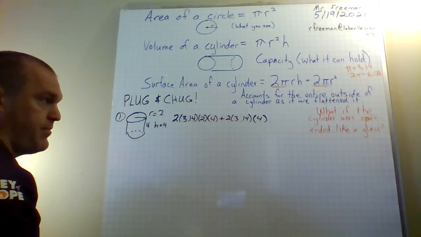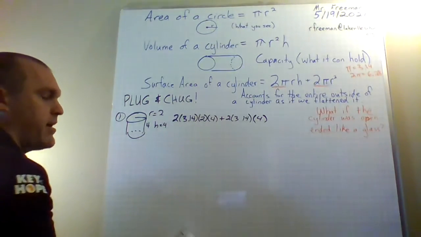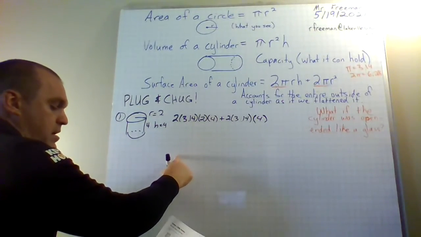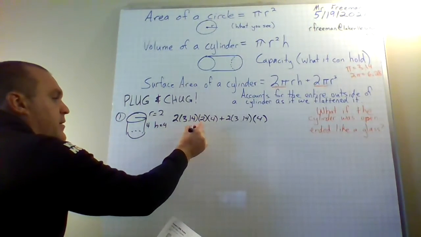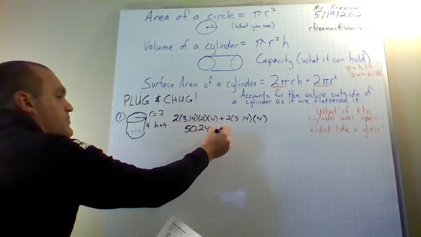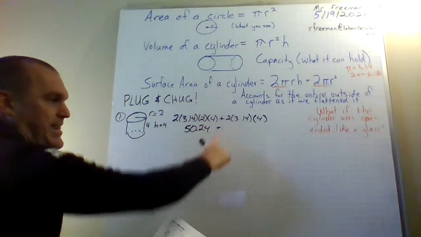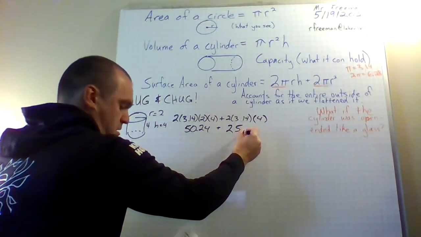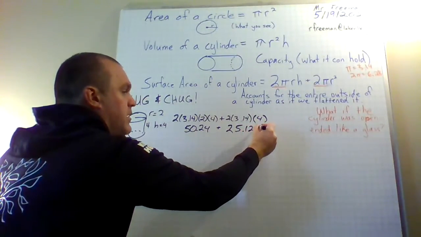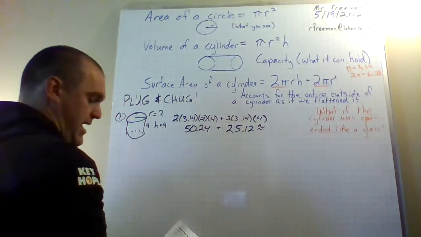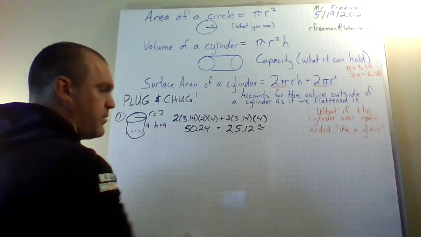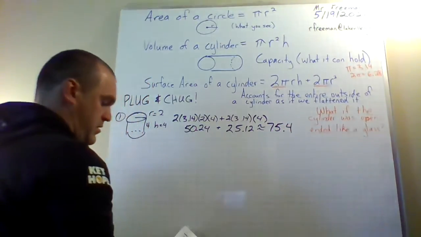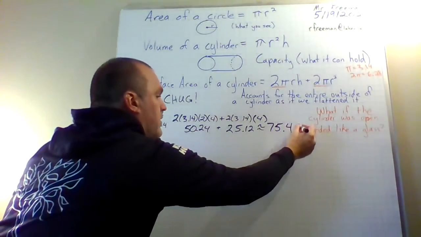Okay, catch up. When we plug this into our calculator, we would get, if I gave you enough time, and maybe you already have enough time, this is 50.24. When we add that to what's on the other side, which is equal to 25.12, when we add those guys together, we're going to get approximately 75.4. And that's feet squared.